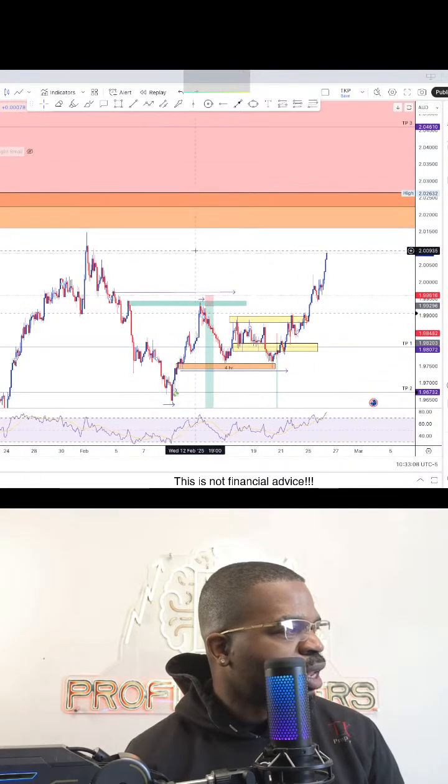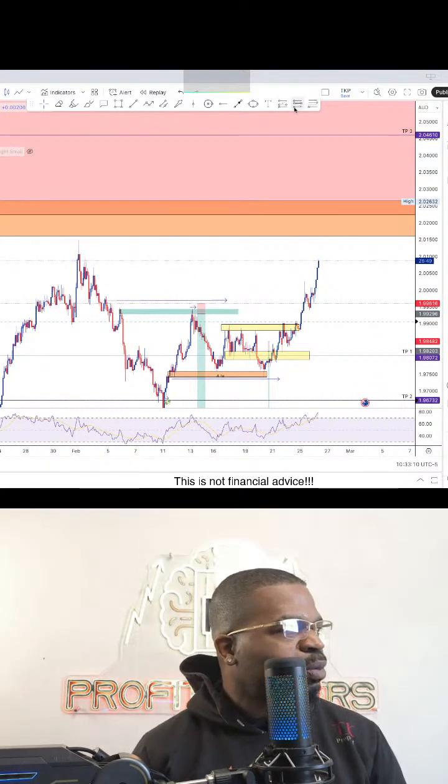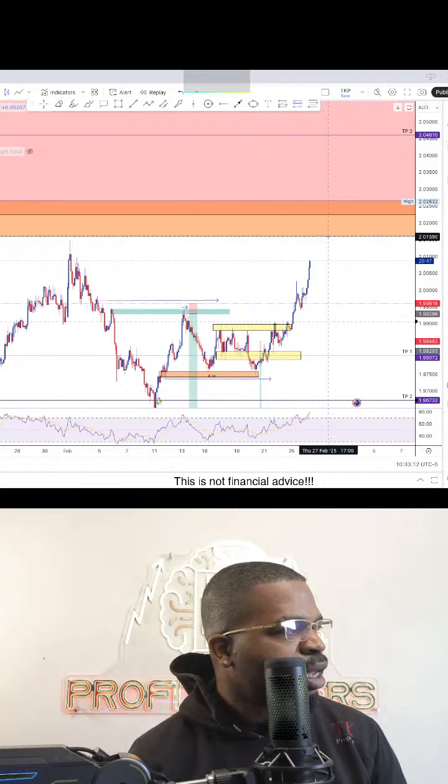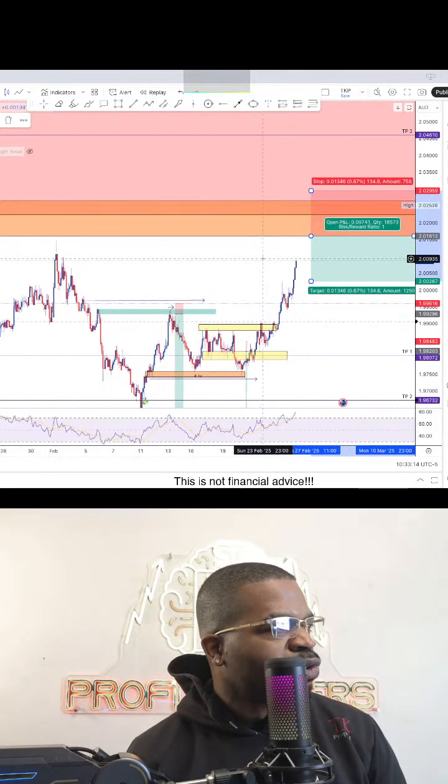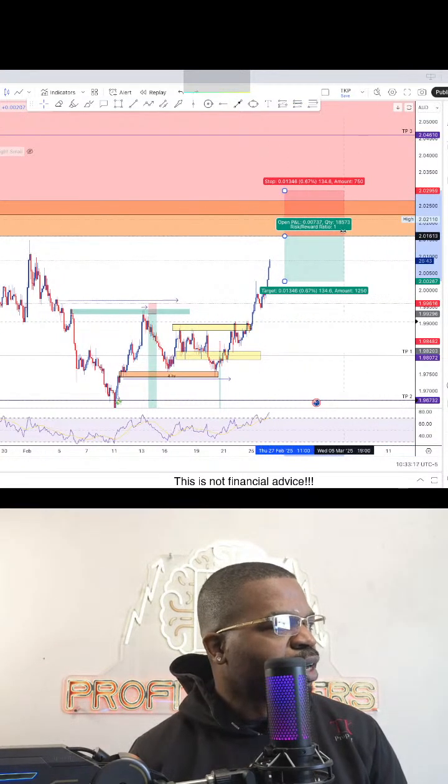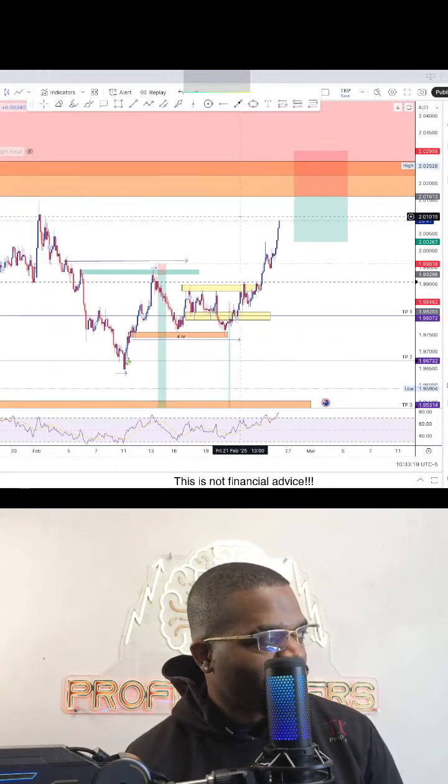So we already placed the limit order right here. The limit order is a tool that you can use when you place a trade at a certain level, and when price gets there, it'll activate automatically.